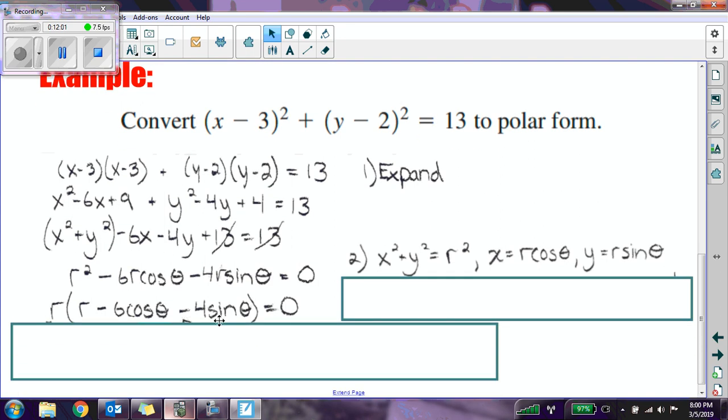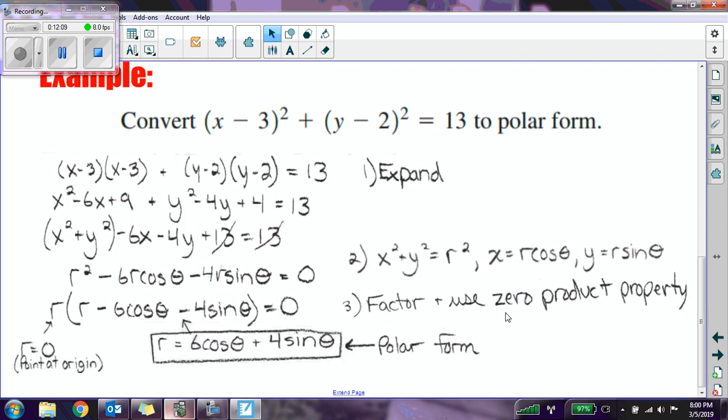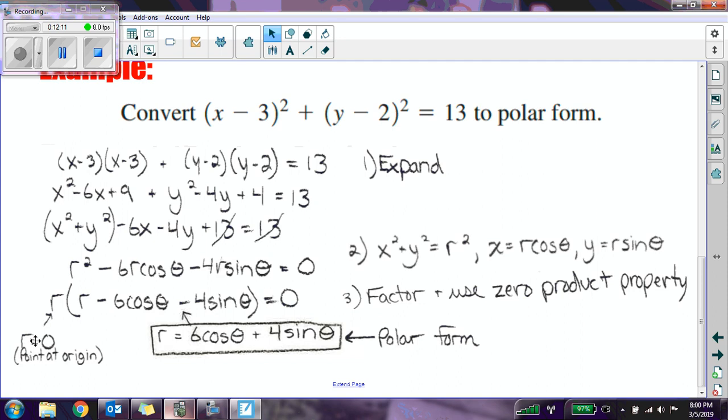So if we go through and factor this out, now we can use the zero product property, set each of these factors equal to 0. So if we set this equal to 0, it really just gives us r equals 0, which is really just 1 point at the origin. It doesn't give us a whole lot of information about this actual equation.